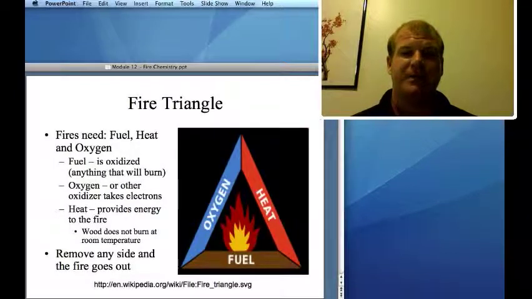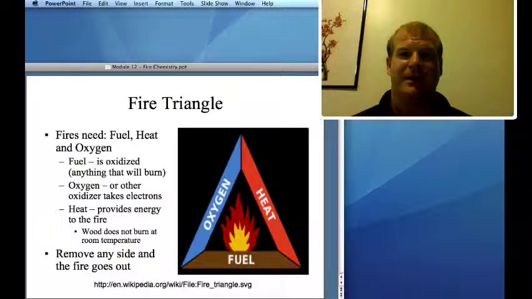Starting with the fire triangle, this is kind of the older one, you need three things: fuel, heat, and oxygen. Fuel is anything that's going to burn, oxygen is usually oxygen gas, could be any oxidizer, and heat is a source of power. For instance, if I have a block of wood, there's oxygen and there's fuel, but wood is not going to burn unless there's heat available. Remove any side of this, and the fire will go out.